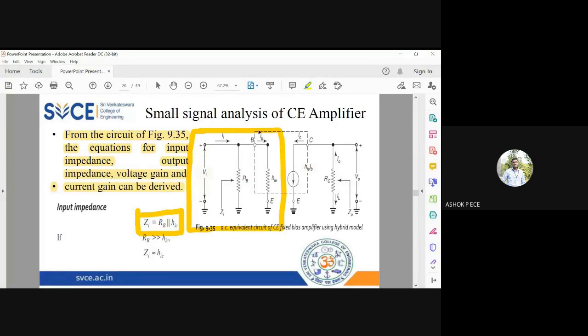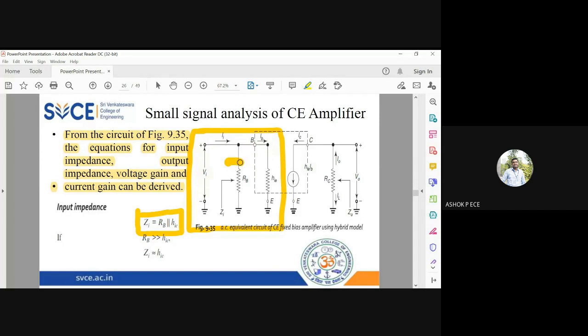You have to look at the input side and see how the resistances are connected. If you are still not clear how to find whether it is series or parallel, you inject a current here. This current will split into two. The current is splitting, so the resistances are in parallel. I have two resistances, RB and HIE, so RB parallel to HIE is going to be the input resistance.